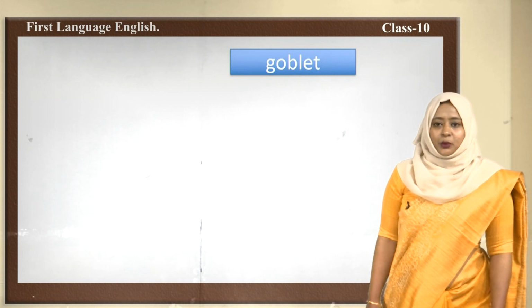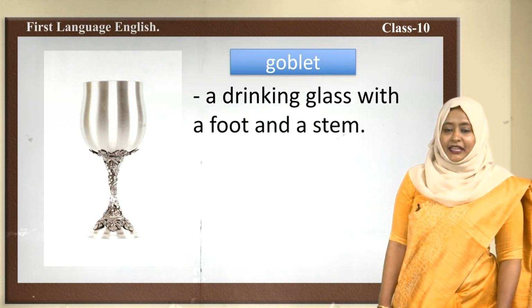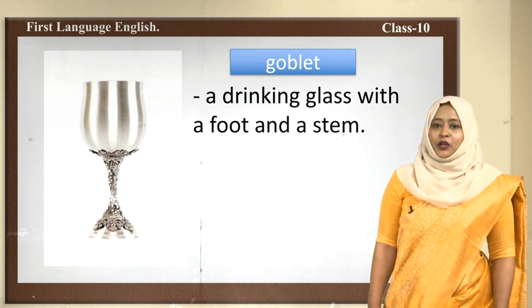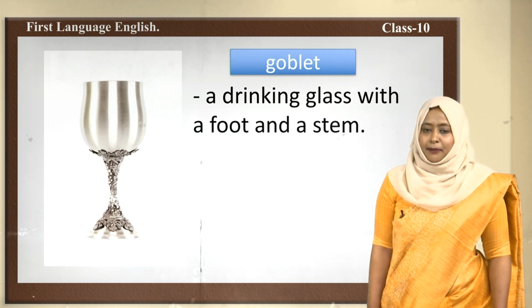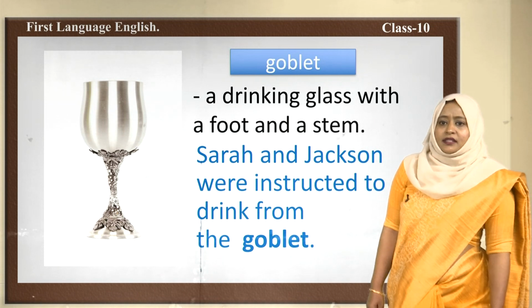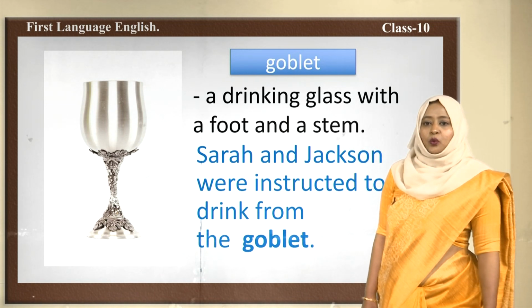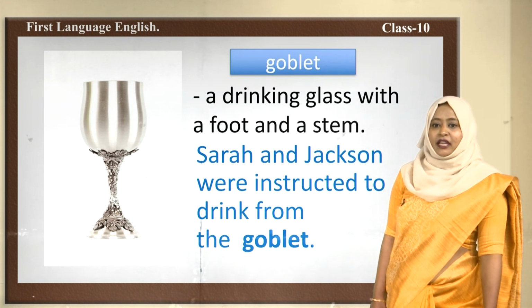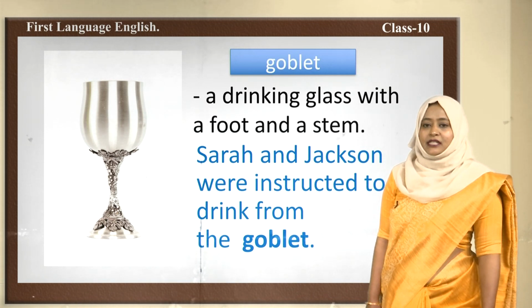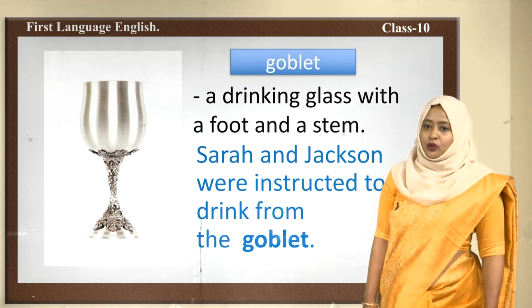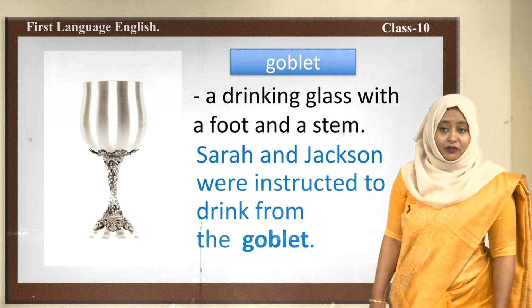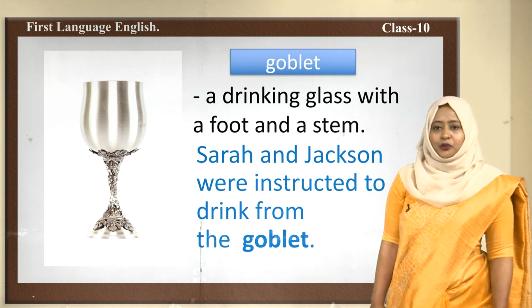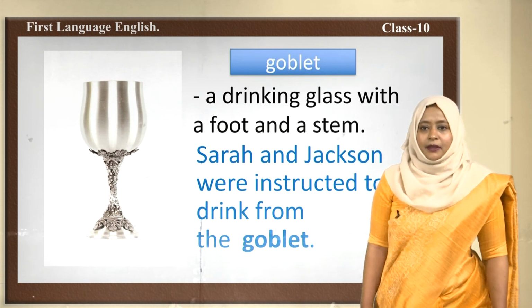The next word is goblet, meaning a drinking glass with a foot and a stem. You can see the picture and understand better. Sarah and Jackson were instructed to drink from the goblet. So this goblet is generally used for drinking wines, but these days a lot of colorful drinks we have, even if it is without alcohol, people use these kind of glasses.